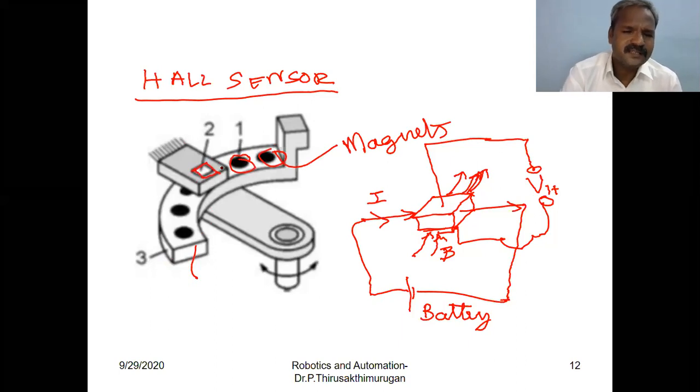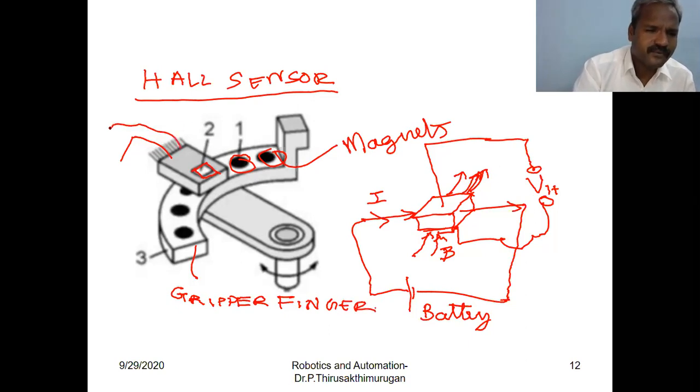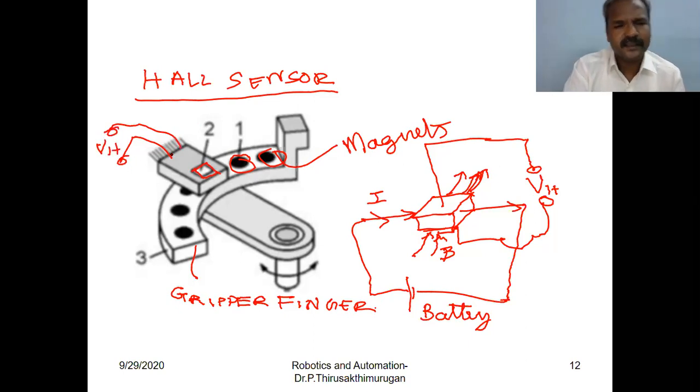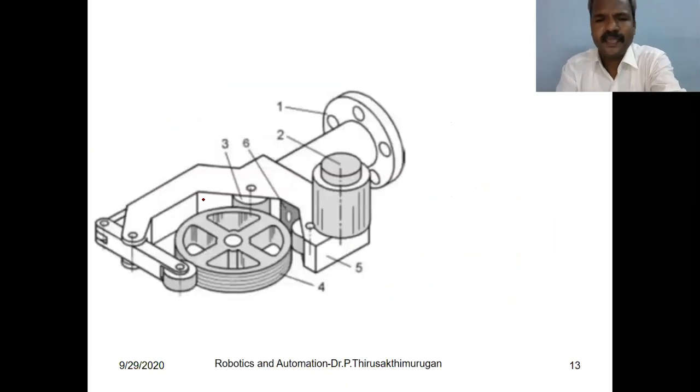The Hall sensor is connected with current, maintaining current in one direction, and the magnets act as the magnetic field. The magnets are embedded on the gripper finger. So we will get some EMF in the third direction, and that EMF gives information about the presence of an object on the gripper.